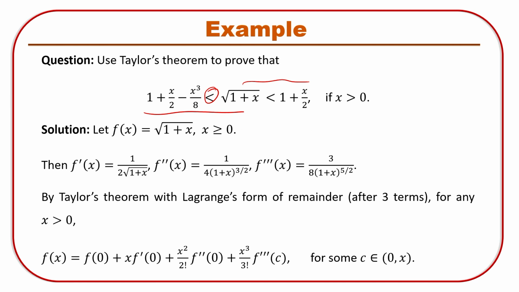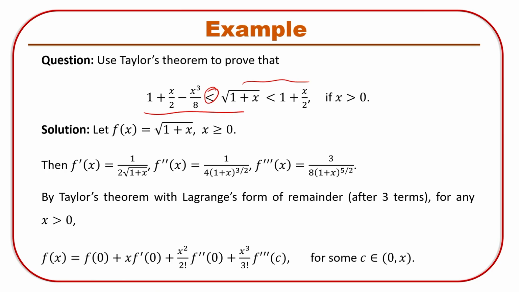Now, look at the structure. On the left hand side, if you subtract x cube by 8, the whole quantity becomes less than the square root, and if you are not subtracting it, the 1 plus x by 2 becomes greater than the square root of 1 plus x, right? How to solve this one?